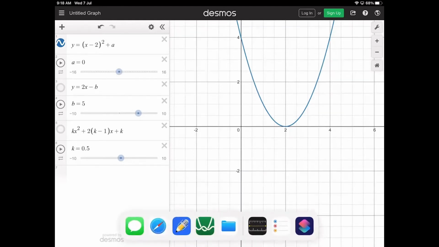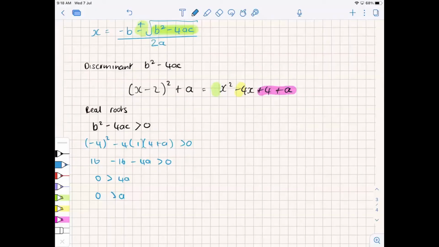Right, let's go back to if we want to find equal solutions. Two equal roots. We want b squared minus 4ac to be equal to 0. So again, we're going to have the same discriminant, except this time we're just going to get 16, take away 16 minus 4a. Instead of greater than, it will just be equal to 0. And so we will get a equal to 0.